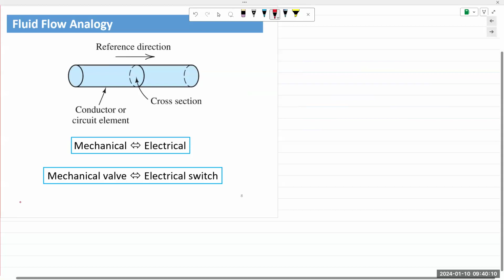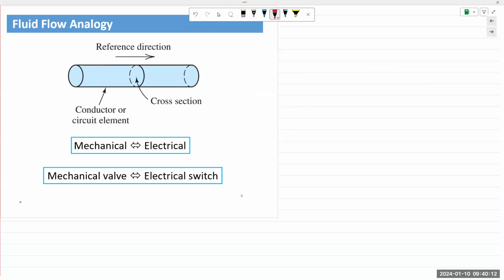Conductor, electrical circuits, and the fluid flow analogy. Okay. If you have, let's say, a pipe, the pipe is carrying some sort of fluid, let's say water. We can use that analogy to make an equivalence between a mechanical system and an electrical system. So the pipe would be analogous to a conductor.